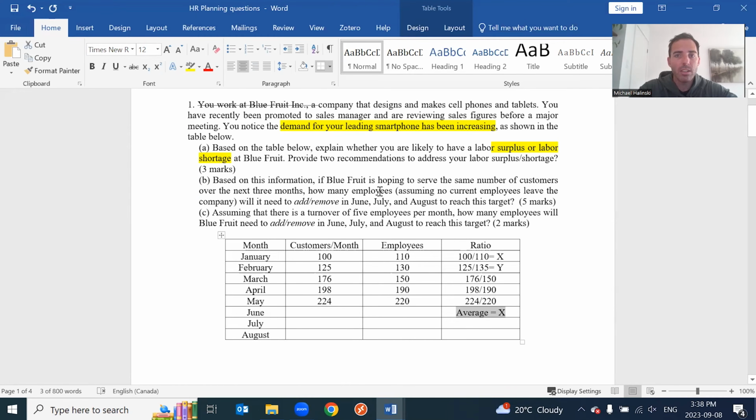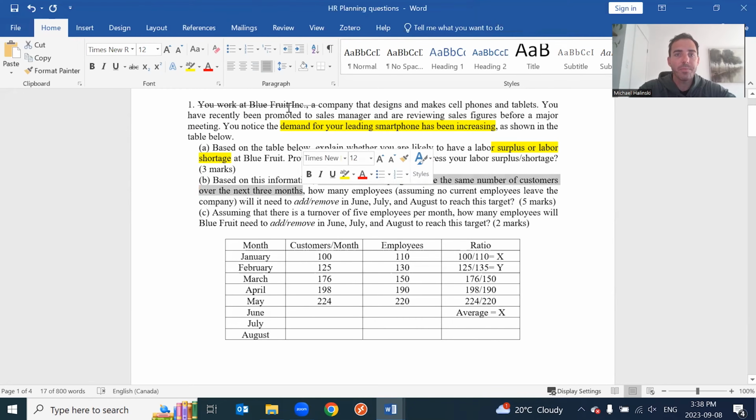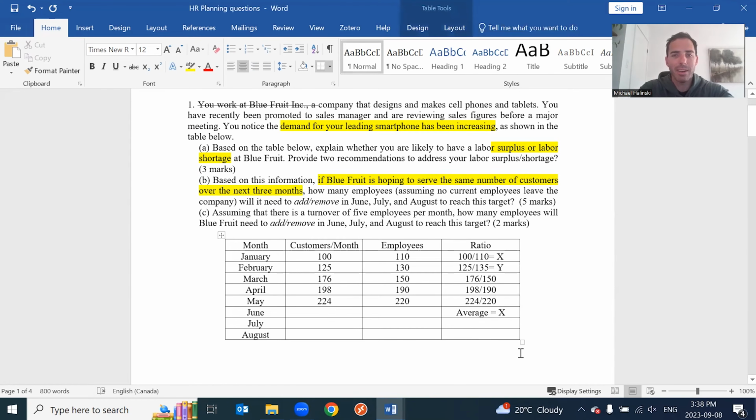Good, amazing. The next thing we need to know is how many employees. The other key thing from this question is that you're hoping to serve the same number of customers over the next 3 months. In this case, it's kind of written poorly, I do apologize, but it's suggesting it's the same number as in May. It should be the same. So this is new information too. We got 224, that's what we're trying to hit.